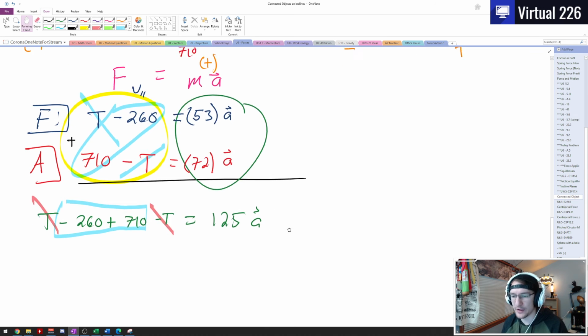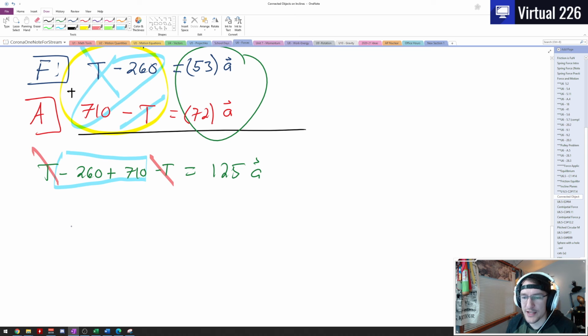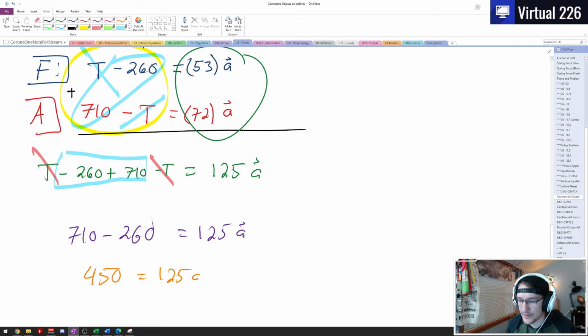So when I add these equations together, what I eventually have is 710 minus 260 is equal to 125a. If I do a little bit of math here, 710 minus 260 is 450. So I've got 450 equals 125a. This will be just under 4. So I now can just divide by 125, and we find that our acceleration is 3.6 meters per second squared.